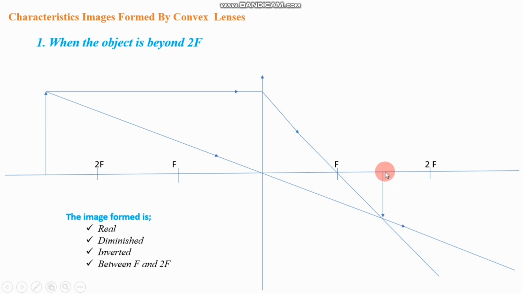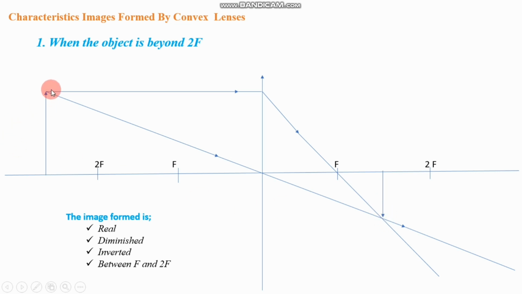And the image is real. One of the rules is that when the image is real, we use full lines. We'll see a case when the image is virtual, where we'll be using broken lines. So the image is real. The image is formed between F and 2F, as I have said. The image is inverted. As you can see, the image is upside down.